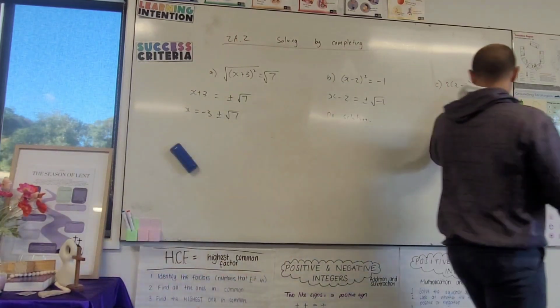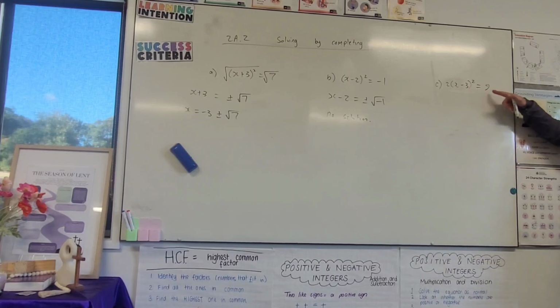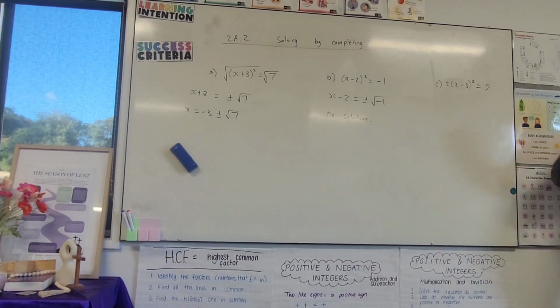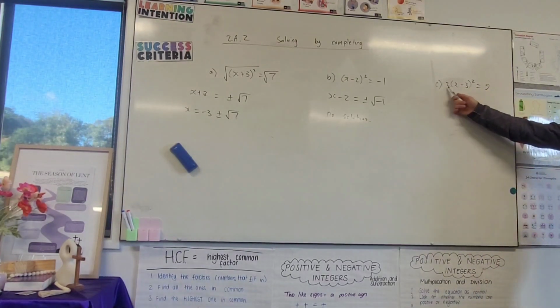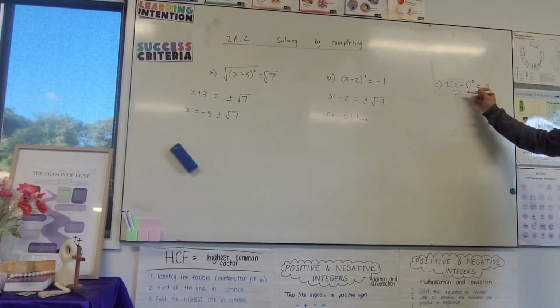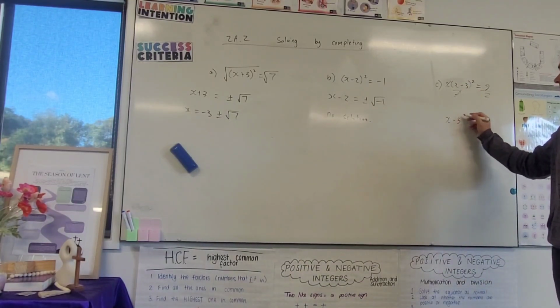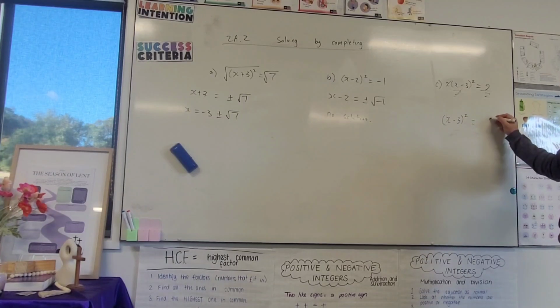All right, over to example C. We have 2 times x take 3 squared equals 9. Now, before we get rid of the squared, we need to divide both sides by 2. We need to get rid of that 2 out the front. So I'm going to divide both sides by 2. On the left-hand side, it will cancel. And so what we'll have is x take 3 squared is equal to 9 on top of 2.